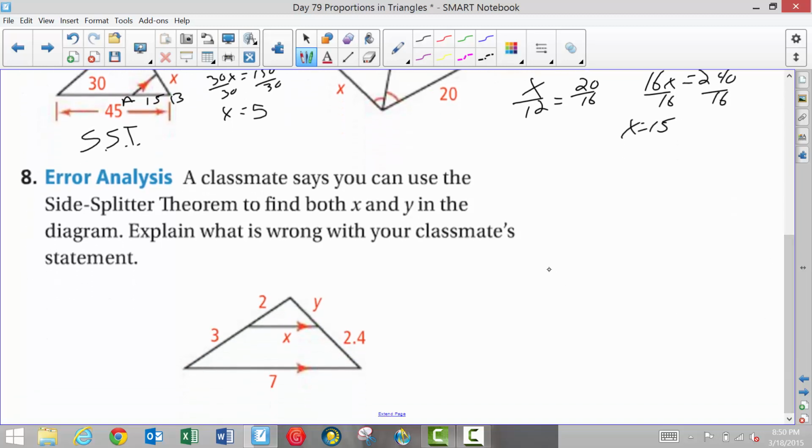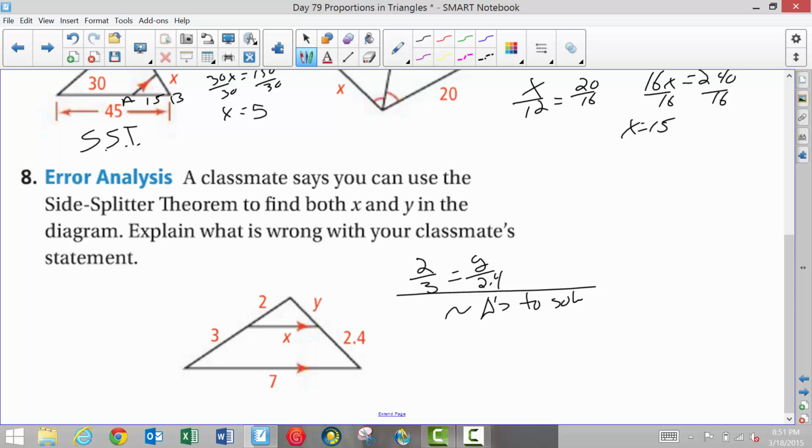A classmate says that you can use the side splitter theorem to find both x and y in the classmate's diagram. Explain what's wrong with your classmate's statement. Well, you can solve for y, because y is going to be solved by using the proportion of 2 over 3 equals y over 2.4. And that's how you solve for y. You can't use side splitter to solve for x. To solve for x, you're going to have to use similar triangles. So side splitter for y, and you have to use similar triangles to solve for x.